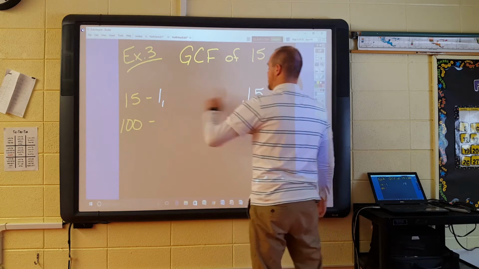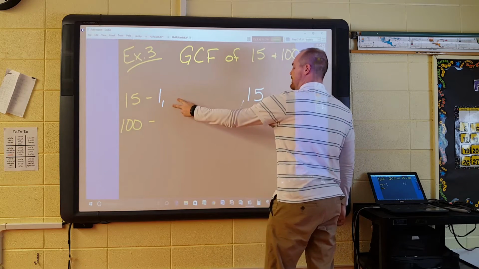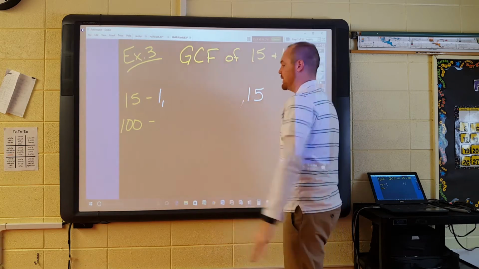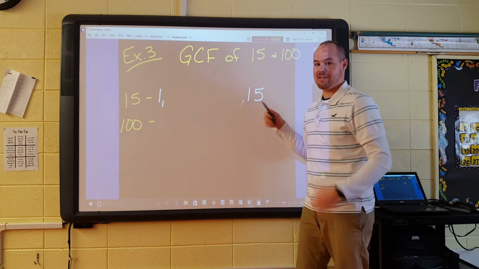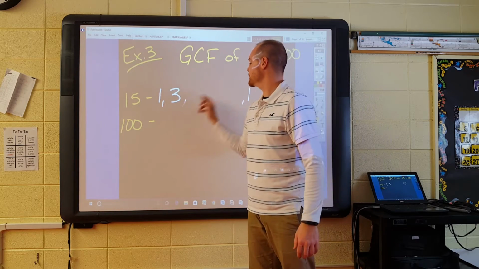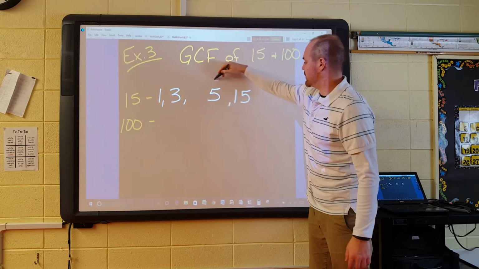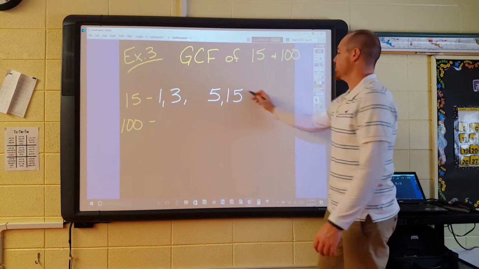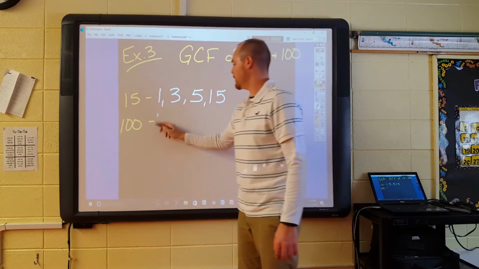Okay, 15: the factors are 1 and 15. It is not even, so 2 doesn't work. For 3, if you remember all those rules that we have, we can add 1 plus 5, and that's 6. 6 is divisible by 3. So 15 is divisible by 3, and 3 multiplies by 5 to get 15, and those are the 4 factors of 15.